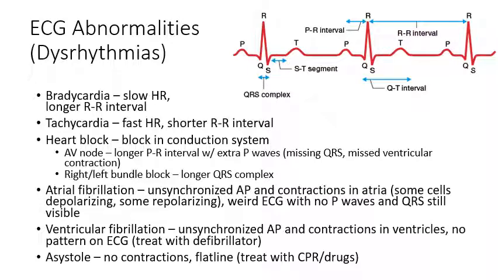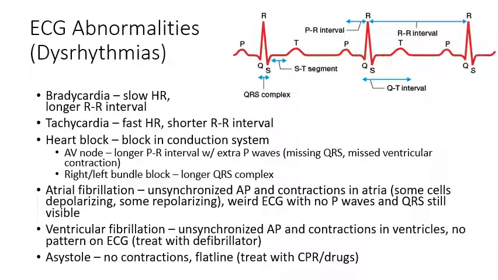In order to see bradycardia, you would look at the RR interval. It's going to be longer because the heart is beating more slowly. The opposite of bradycardia is tachycardia, which is a fast heart rate. That's going to cause the RR interval to be shorter. You can also have a heart block, which is a block in the conduction system of the heart.